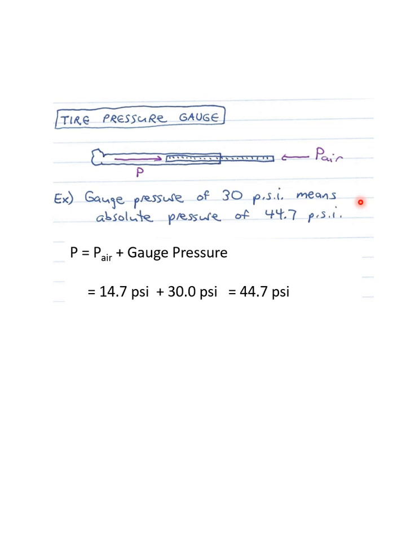However, it's good for you as a trained physicist or engineer to know that that isn't the actual pressure in the tire. The actual pressure, the absolute pressure, is whatever the gauge pressure is plus whatever the atmospheric pressure is. Now, if you happen to be at sea level, which we roughly are in Porterville, California, then 30 plus standard air pressure, 14.7, so we get 44.7 pounds per square inch.